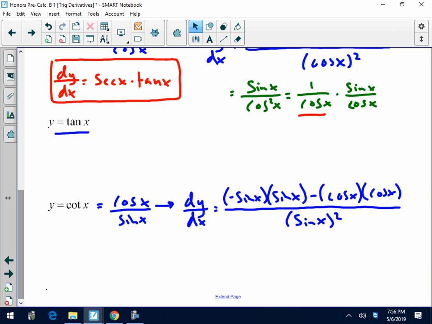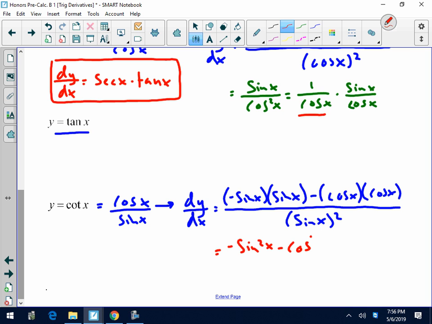Now right here, in the numerator, I can see that I have a multiplication of sine and sine, so I can call this negative sine squared x. And then right here, I've got a multiplication of cosine and cosine without subtracting away, so I can call this minus cosine squared x over, and then right here I can say I've got sine squared x there.